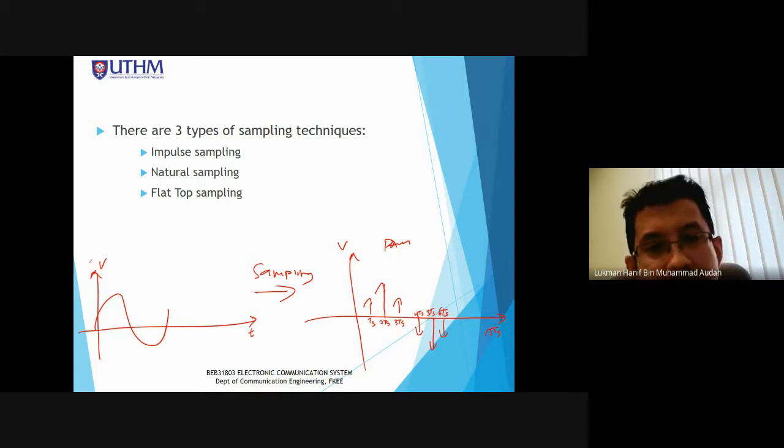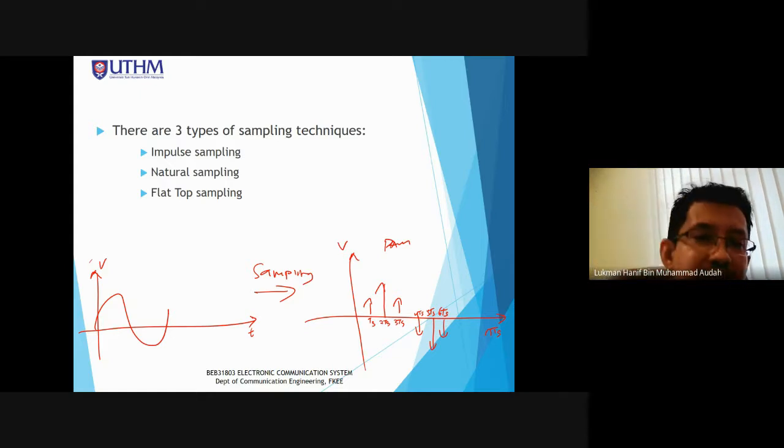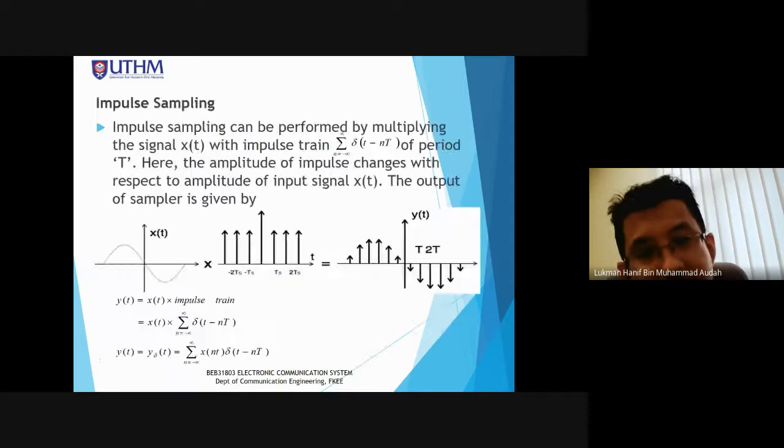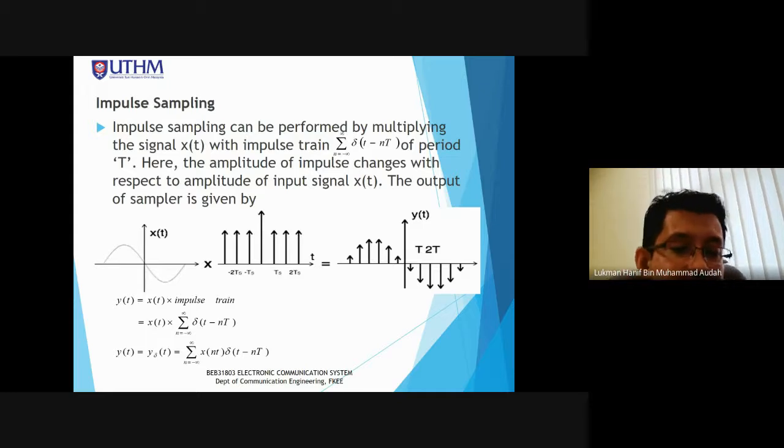Okay, so how we do this? There are 3 methods to do the sampling process. Okay, the first one is impulse sampling, second natural, and then flat top sampling. So ada 3 kaedah. Ini dia. So sampling ni sebenarnya kita melakukan proses darab dalam time domain. We do multiplication with another signal.